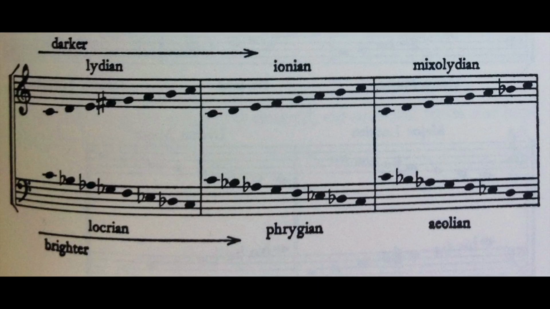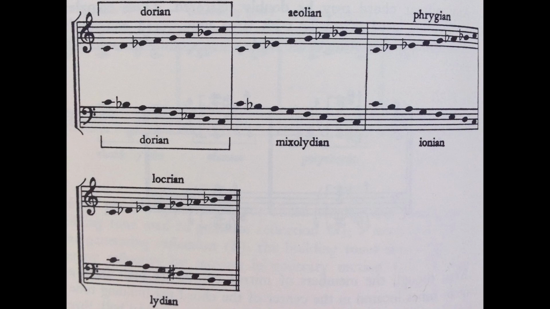So, if you mirror scales, for example, if you have a Lydian scale, then if you build that scale on the same interval relationship descending, then you'll have Locrian. If you do it with an Ionian going upwards, you'll have a Phrygian coming downwards. If you do it with a Mixolydian, you'll have an Aeolian coming downwards. And if you do it with a Dorian, you'll have a Dorian. And then from that point, they just flip round.